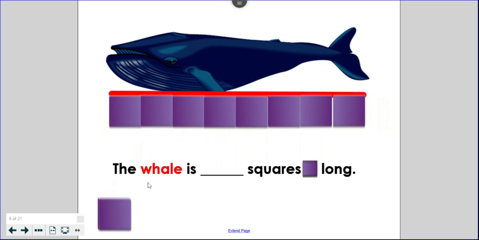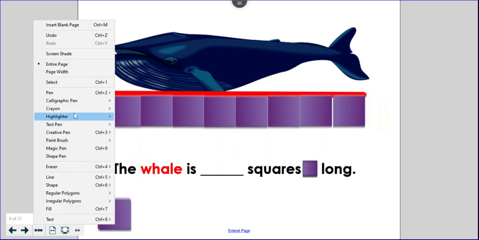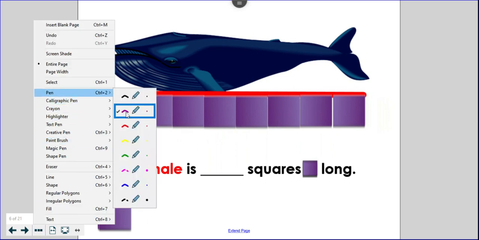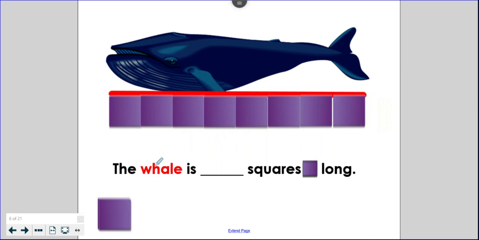Let's count and see how many squares long my whale is. 1, 2, 3, 4, 5, 6, 7, 8. 8 squares long. So let's complete our sentence. We'll use purple. The whale is blank squares long. Let's write a number 8.